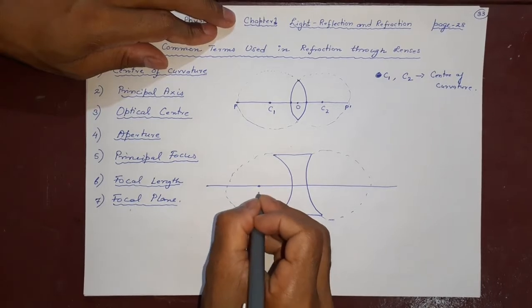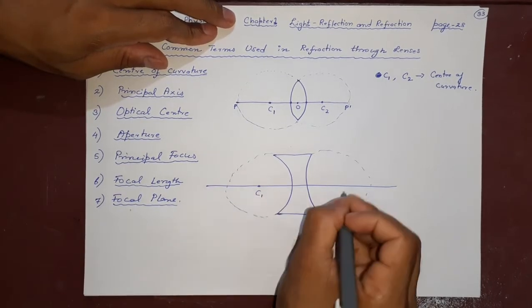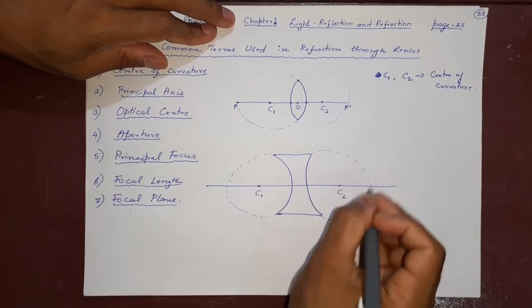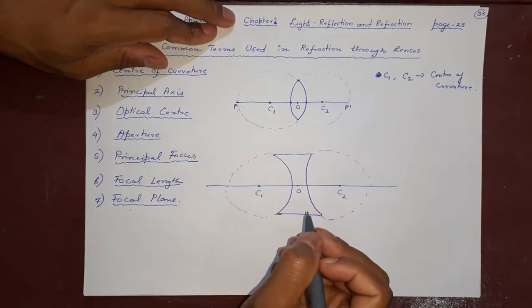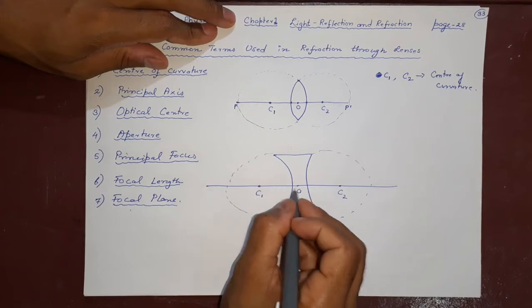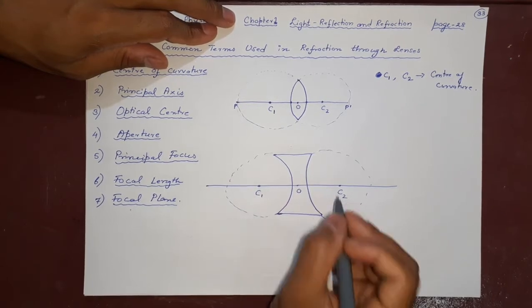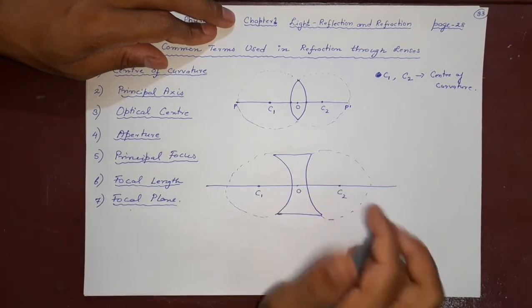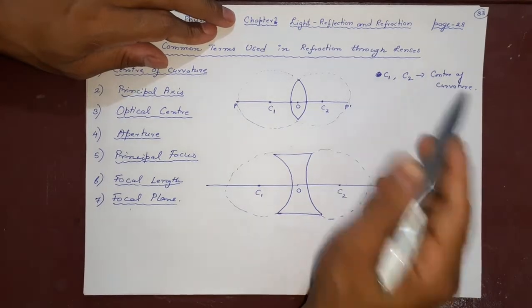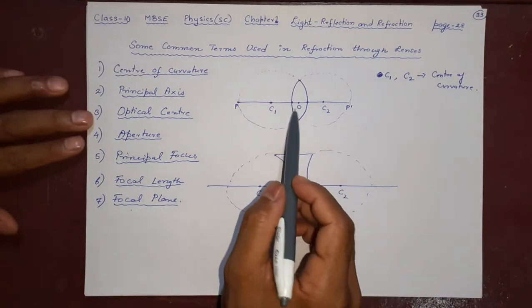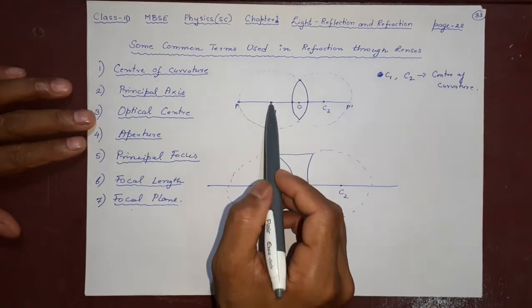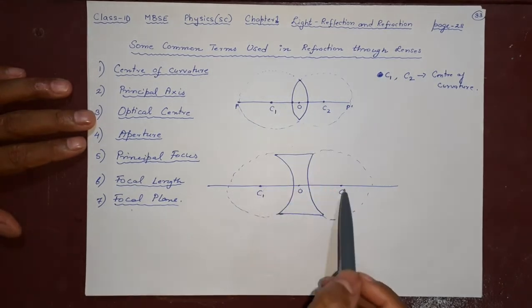So this will be your center C1, and this side will be the center for this one. From the optical center, OC1 is the radius actually. C1 and C2 are the centers of curvature. Fine, you understand what center of curvature is. It is not inside the lens, okay. Remember, this is the lens, the centers are outside, outside.